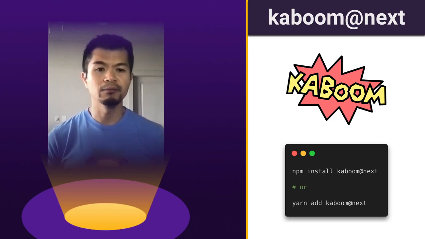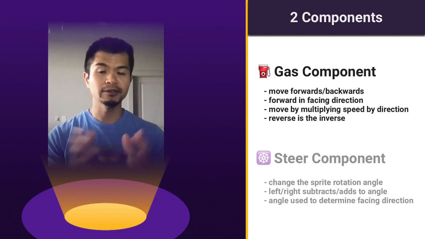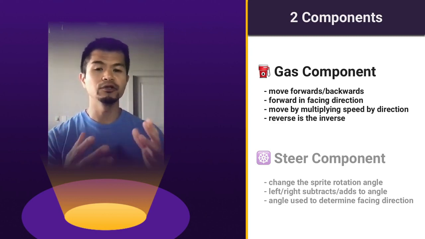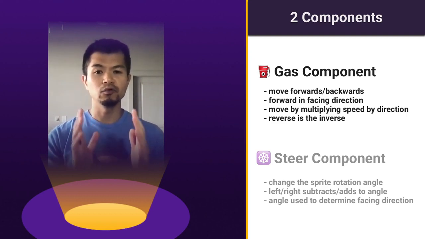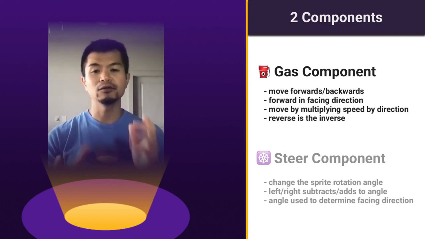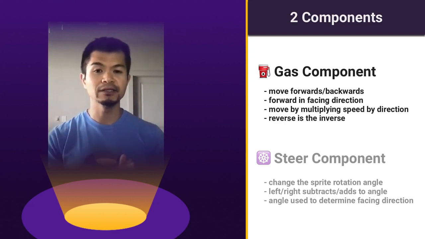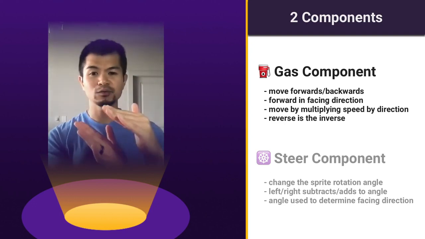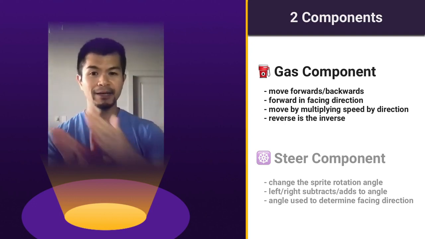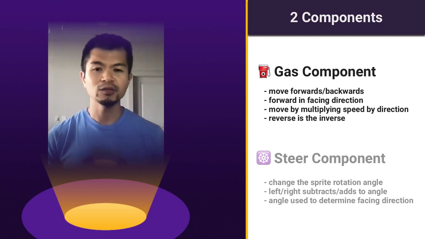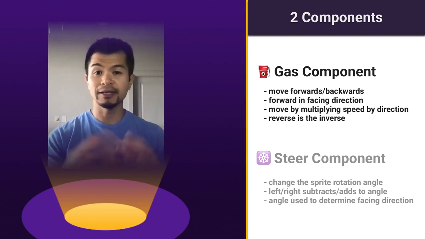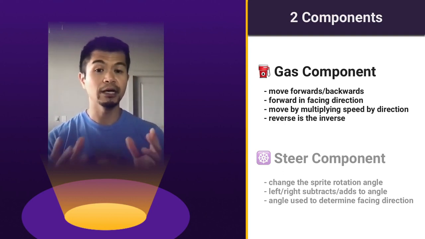First thing here, we're gonna move our car with two components. First one is the gas component. The gas component is going to allow the car to move forward or backwards in the direction it is facing. So if it's rotated this way, then forward is this way. If it's rotated this way, forward is this way. And backwards would be the opposite. So that's what our gas component is going to do. We're gonna write that component and attach it to our entity, and it's gonna allow that entity or that character to move when we use the up arrow key.